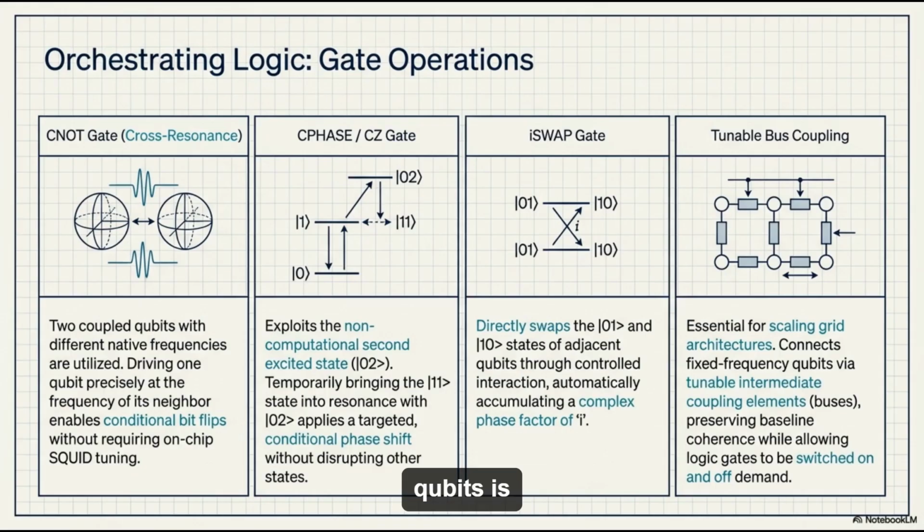Having good qubits is only half the battle, they have to interact. Right, and we have a whole toolkit of two-qubit gates. What's the CNOT approach? Cross-resonance. You drive one qubit at its neighbor's frequency, and you get a conditional bit flip, no on-chip tuning required. And the CPHASE? That one's clever. It borrows the non-computational 0-2 state, briefly brings 1-1 into resonance with it, and picks up a conditional phase, without disturbing the other states.